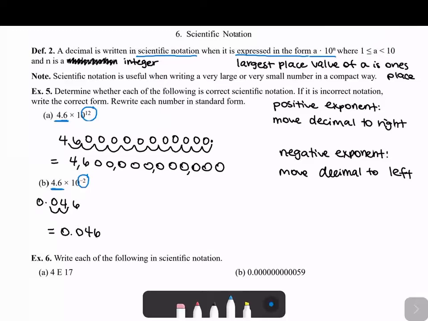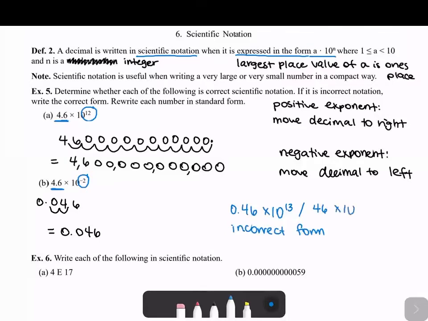So an example of a number that would not be in correct scientific notation is if we had 0.46 times 10 to the 13. This is incorrect form, and that's because the number that we're multiplying by a power of 10, 0.46, does not have its largest place value in the ones place. The largest place value here that we have a non-zero value in is the tenths. So this is incorrect form because the number we multiply by a power of 10 doesn't have any value in the ones place.